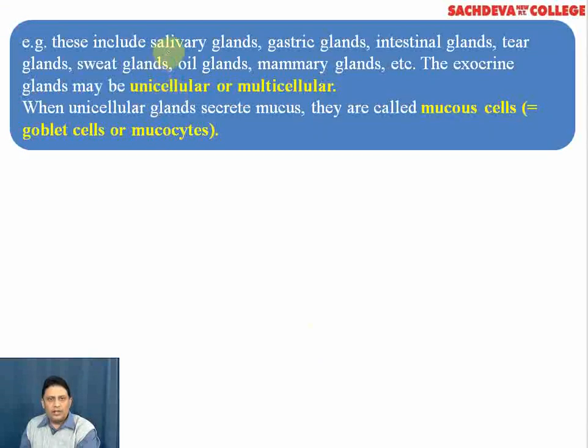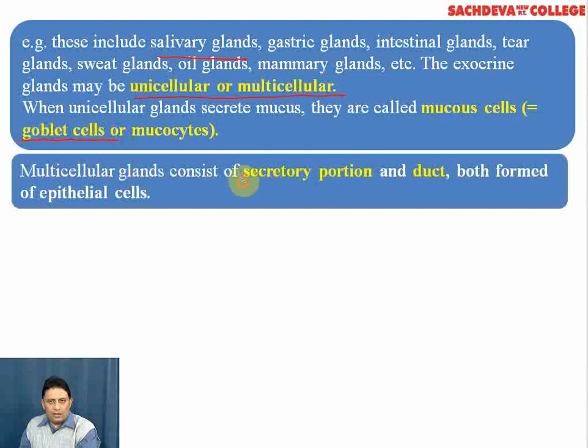And the important exocrine glands are the salivary glands, the gastric glands, intestinal glands, tear glands, sweat glands, oil glands, mammary glands. These glands can be of two types: unicellular or multicellular. When unicellular, they secrete mucus. These are called goblet cells. Multicellular, these glands consist of two portions, a secretory portion and a duct.